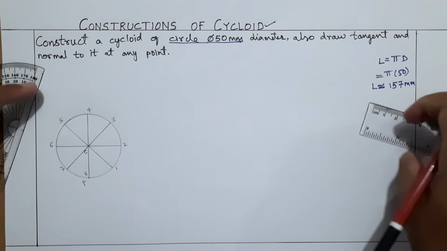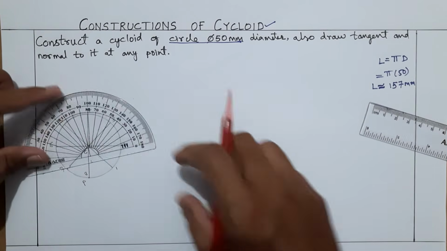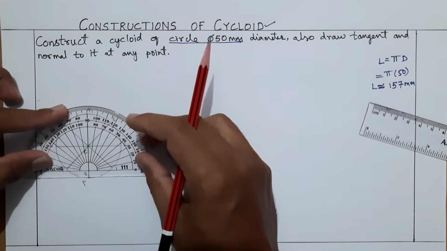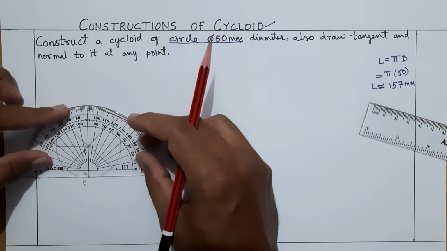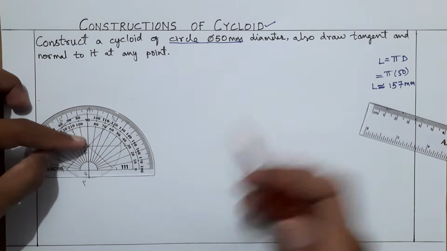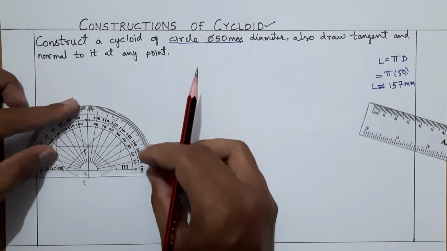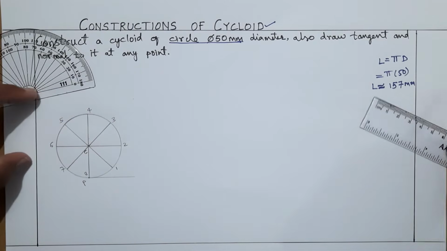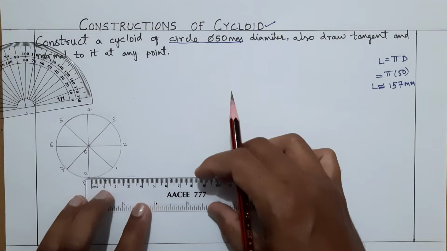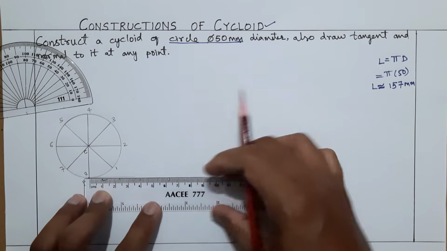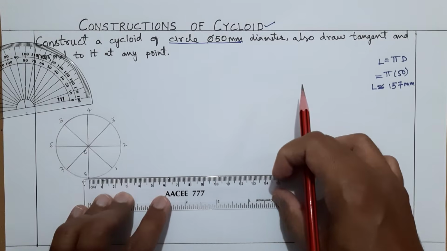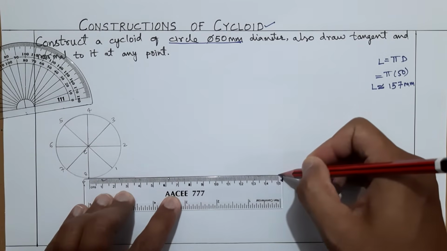Now perpendicular to this 4 8 line we have to draw the baseline. That's why first I have divided this circle into the required number of equal parts. Now perpendicular to this line we will have our baseline where the circle will travel. So like this, we will take it.